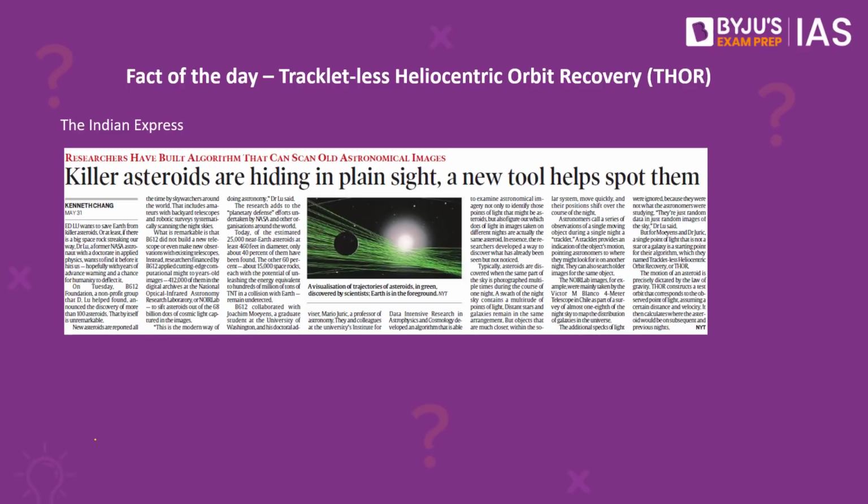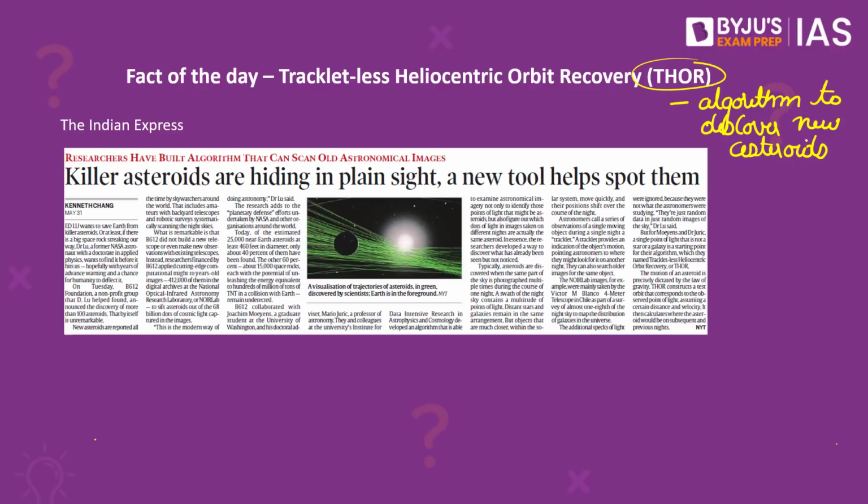Tracklet-less heliocentric orbit recovery or THOR. Note, THOR is a novel algorithm developed to discover new asteroids. This has been developed by researchers of University of Washington. Note that there are almost around 25,000 near-Earth asteroids. Only 40% of them have been found and the rest 60% remains undefined.